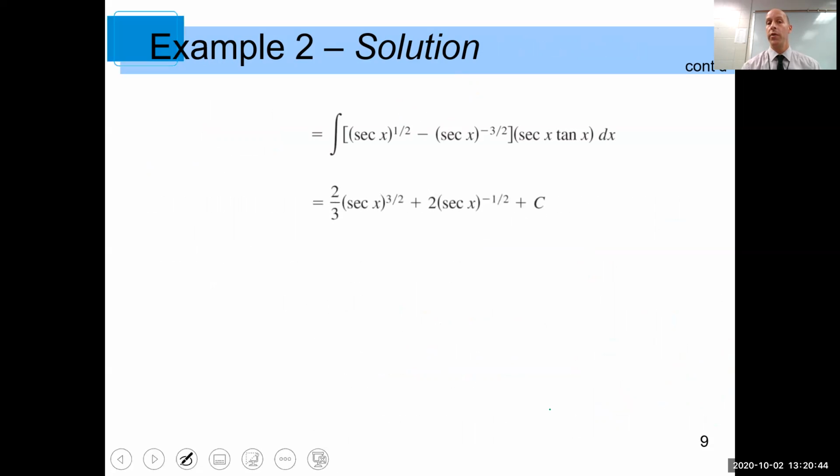Now I'm going to do my u sub. So this is u to the 1/2. This is u to the 3/2, or negative 3/2, I should say. And then this over here is my du. That's my final answer then when I integrate. That's my final answer.